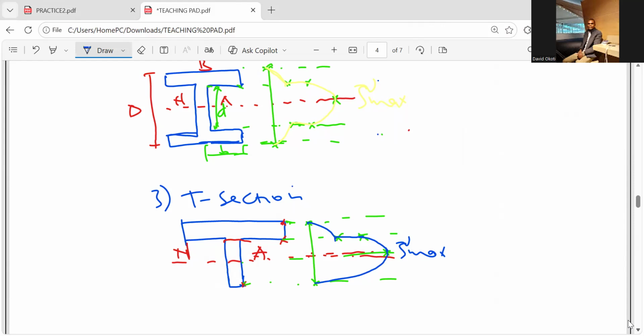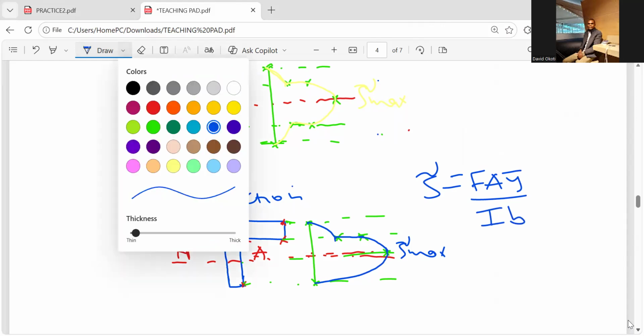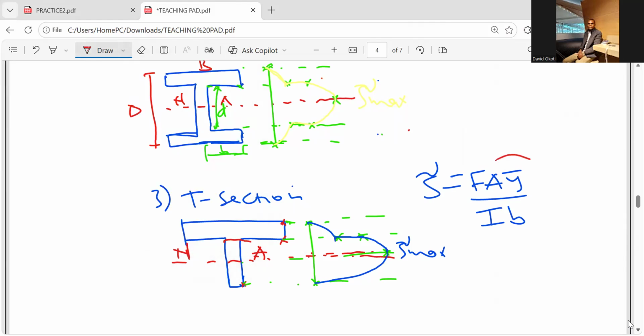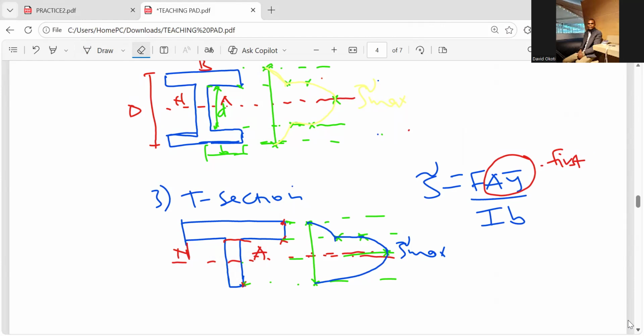So on that line coming out of the intersection of web and flange, you have to plot 2 points. Remember we said that shear stress is given by F A Y over I B. And maybe what I had forgotten to tell you is that this component here, we call it the first moment of area.